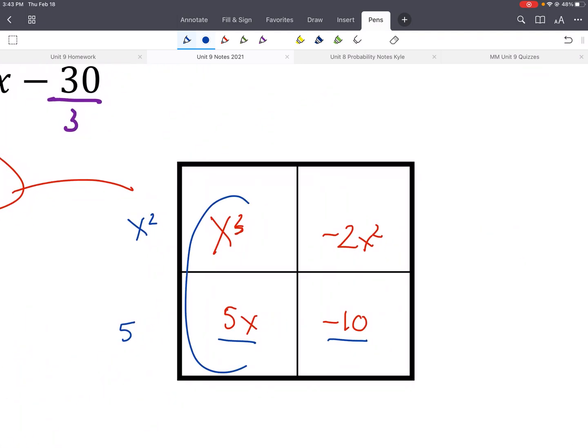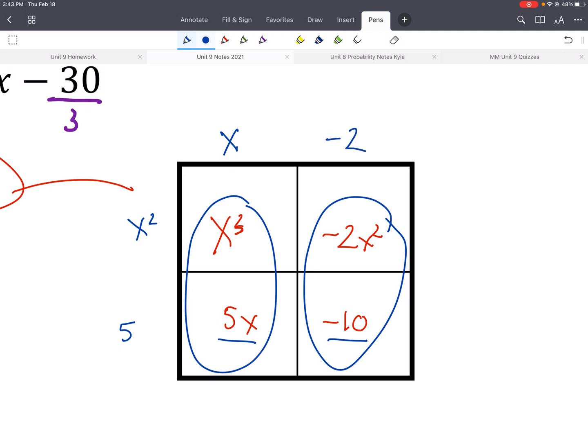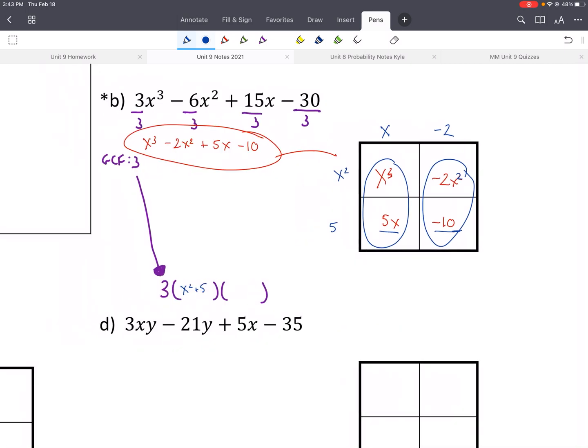So we'll do the greatest common factor for the first column. It looks like we could take an x from both of those. And then for this column, we can take out a negative 2. Okay? Can't take out a variable because there's not an x in the bottom term. So then we could write our other equation as x minus 2.